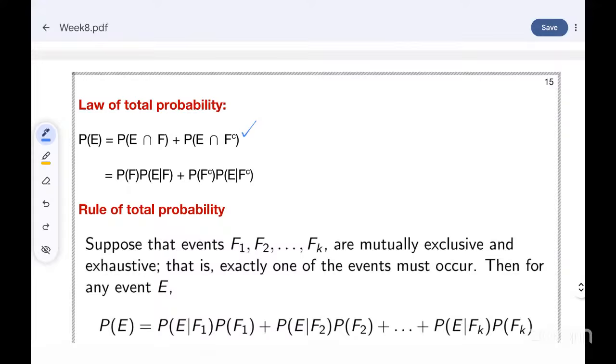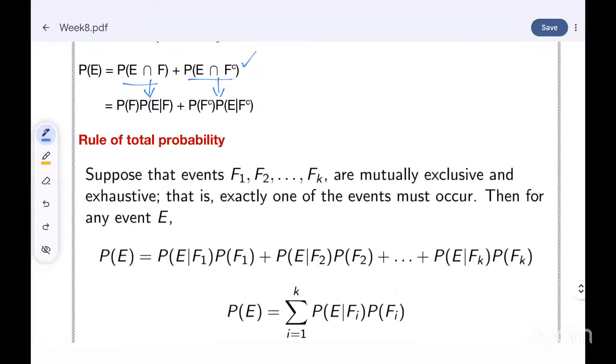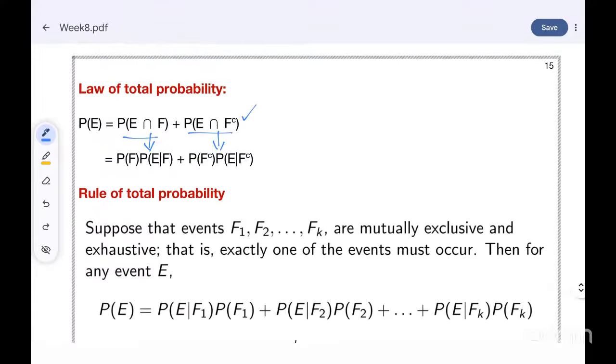Now here they are again using the multiplication rule. P of E intersection F is P of F into P of E given F. And P of E intersection F complement is P of F complement into P of E given F complement. So just writing the multiplication rule for each of these. This is the law of total probability. Now this can be expanded to K entries, any number. Suppose you have F1, F2, up to Fk, which are mutually exclusive.